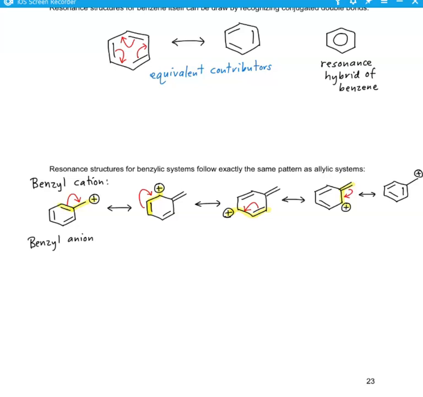There's something called a benzyl anion. So let's take a look. The benzyl anion, as the name implies, has a negative charge and a lone pair at the benzylic carbon. So we recognize the allyl anion pattern. Lone pair next to double bond is what we're looking at here. And we know how to treat that from our study of the allyl anion.